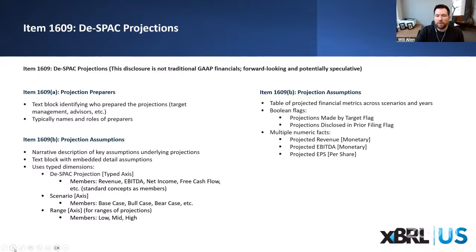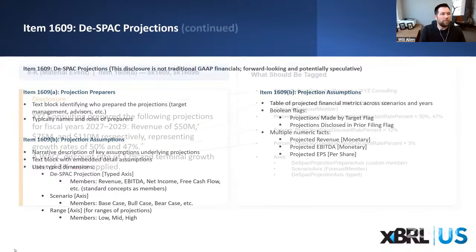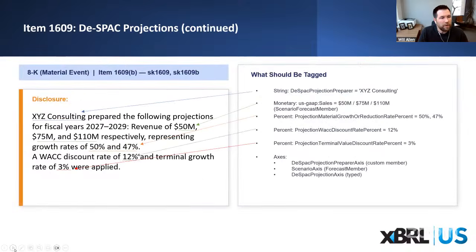So let's see if we could jump to the next slide. I couldn't come up with a great example on the EDGAR system, so I do have a kind of faux mock-up here of a de-SPAC projection that one would tag. The main thing to really see here are the axes that you would use. You're going to want to use all of those axes to describe the actual de-SPAC projections as they are being outlined within that. Next slide, please.